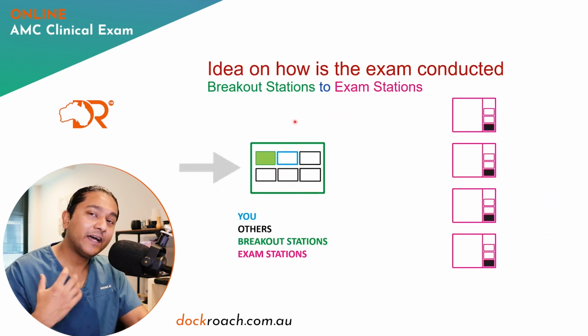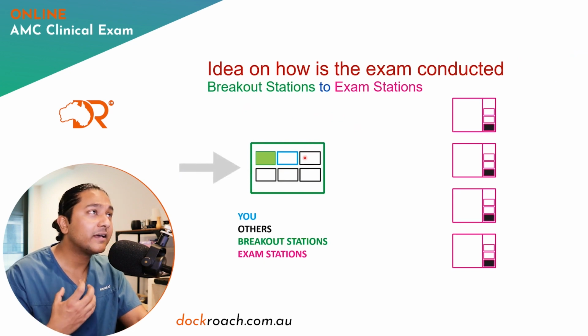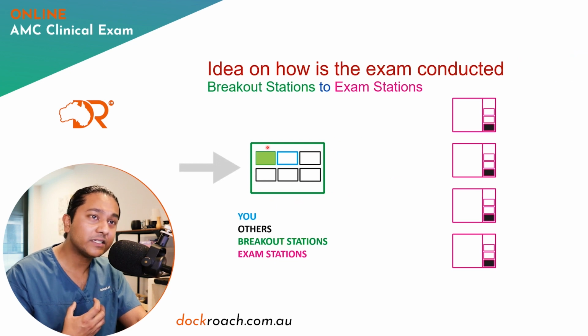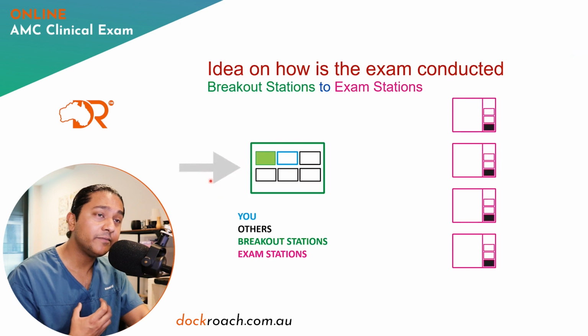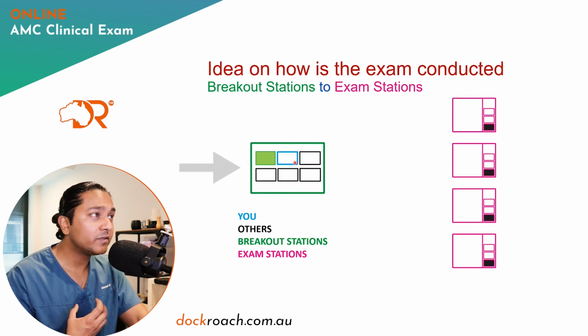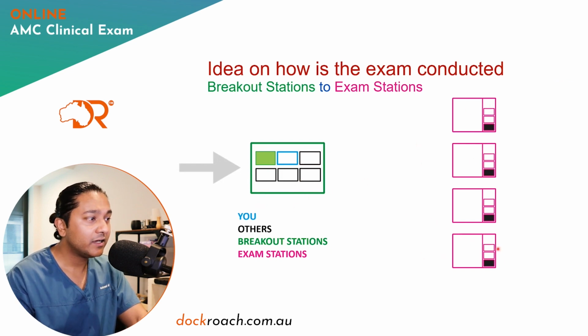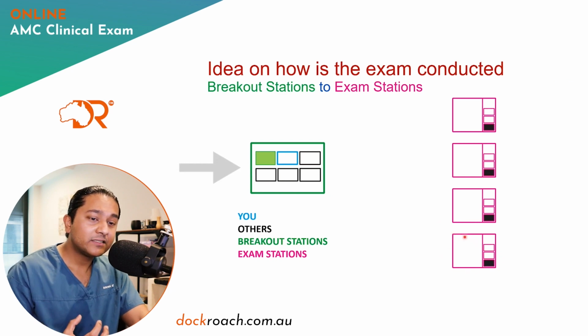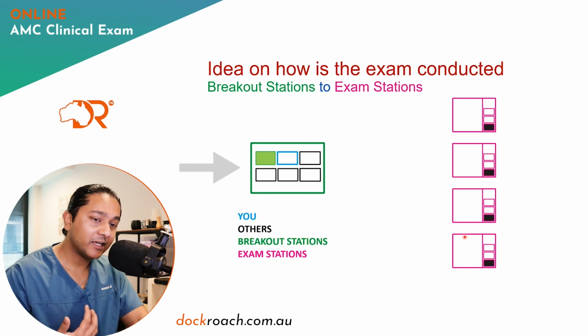So here, guys, is an idea of how the AMC Clinical Exam, the online version, is conducted. You are now in the breakout station. You just came from the common lobby. This is what the gray arrow is signifying. You're now in the breakout station. From here, you're then going to be moved into your individual exam stations, which I've made in pink. So what I'm going to do next is show you how that cycle happens.